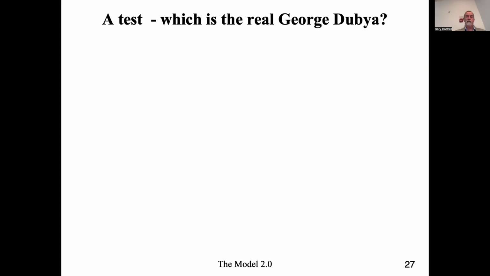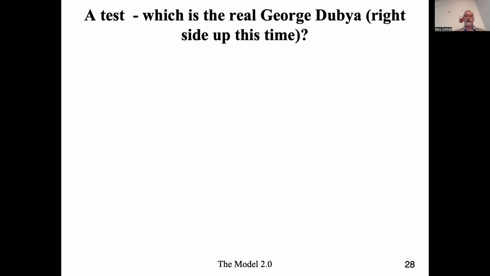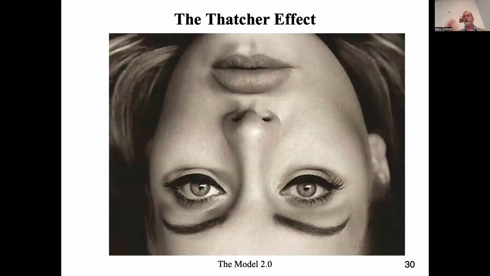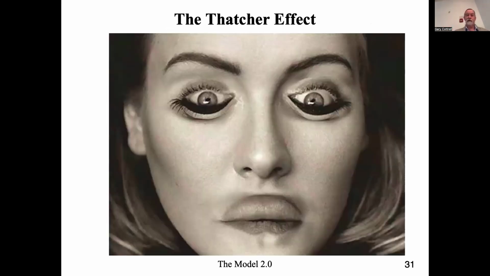And inverted, it's hard to tell which is the real George W. here. You want to pick one? Okay, how about this one? Which one was the real George W.? Okay. Well, I used this thing in PowerPoint where you can take an oval and move it around. But the point is that the configuration of the features is what's critical in face recognition. So who's this? Adele, right? But that's not really Adele.